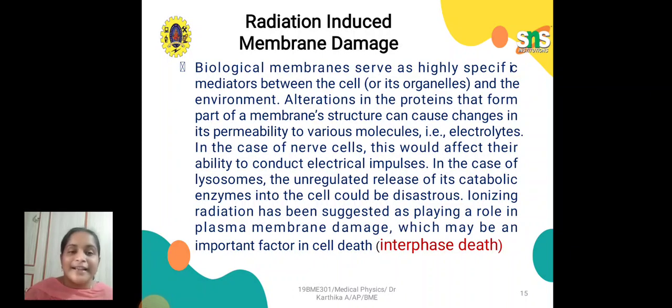Okay, next one, it is about radiation induced membrane damage. Thus all belongs to the biological effects of radiation. It comes under biological effects of radiation. Okay, and thus ionizing radiation has been suggested as playing a role in plasma membrane damage, which may be an important factor in cell death, interphase death.